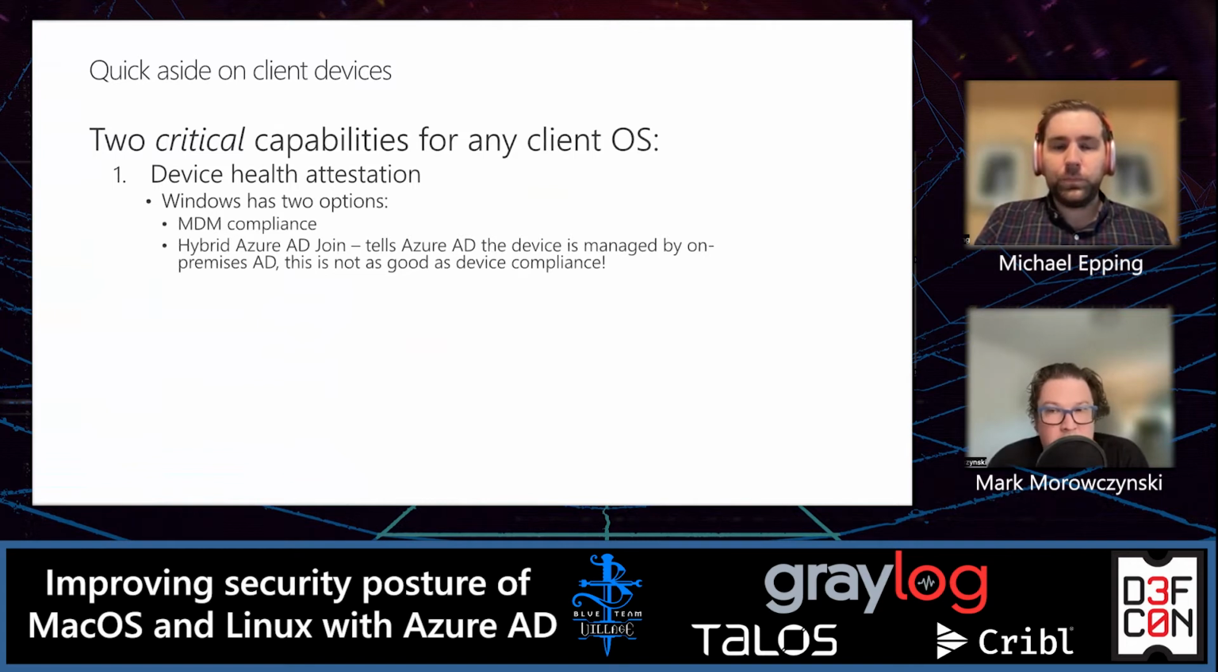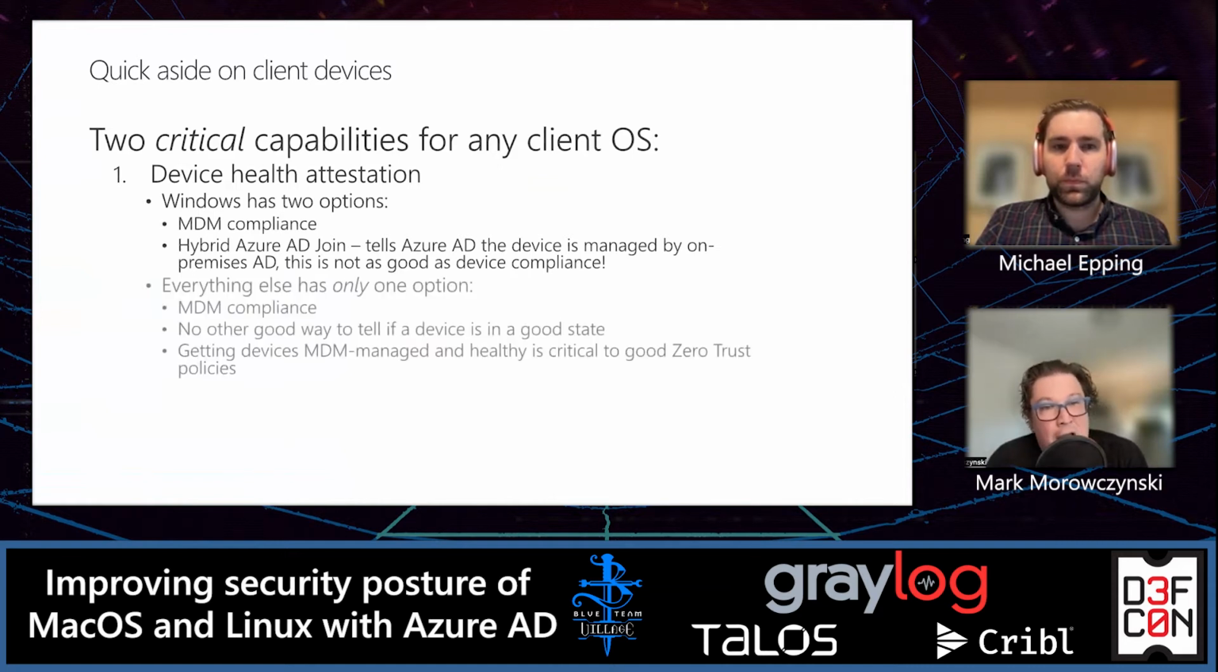On Windows, we have two choices here. We have MDM compliance, and if we squint a little bit, we have hybrid Azure AD join, which basically tells us that device is joined to an Active Directory. There's group policies being applied to it, so it's got some light management there, but we really should be moving more to device compliance, which actually tells us the health of the device. Now, everything else only has one option, which is MDM compliance. There is no other good way for Azure AD to be able to tell if the state of the device is in a good state or not. And this is becoming more and more critical as customers adopt those zero trust policies and principles.